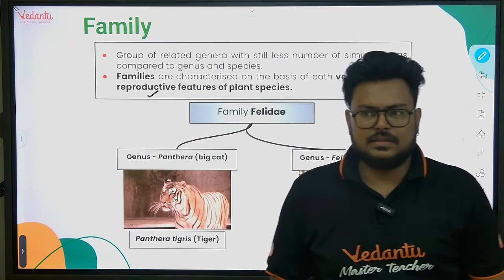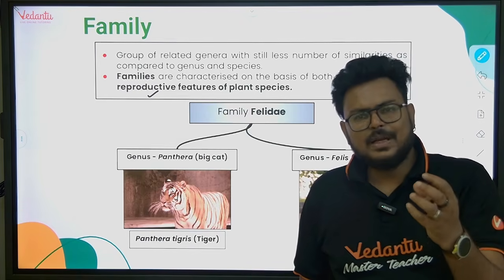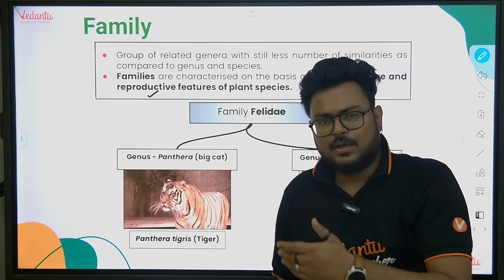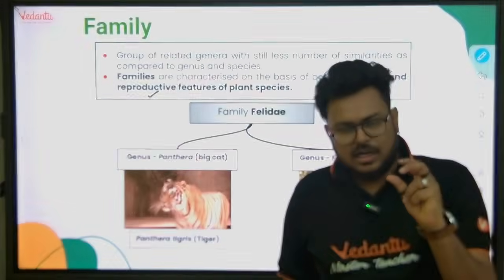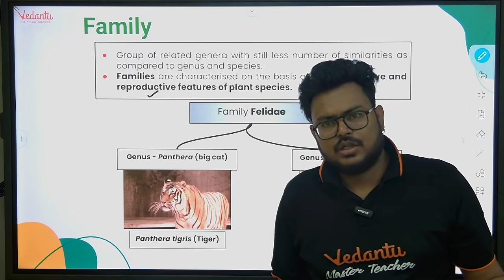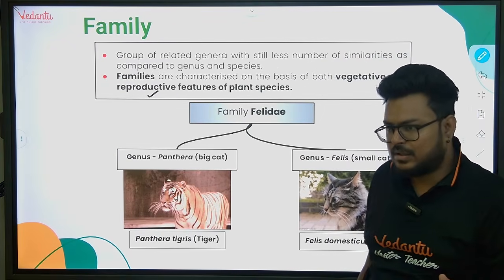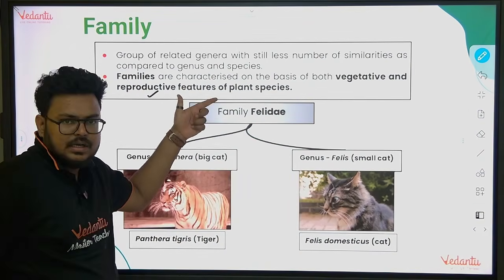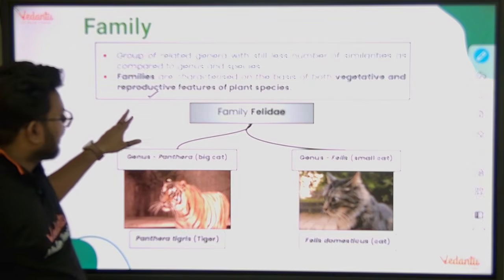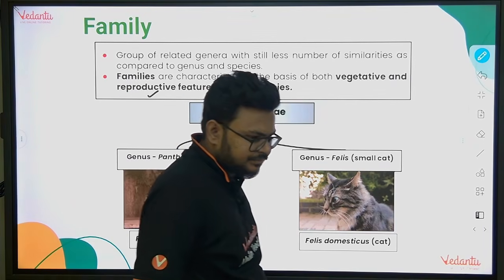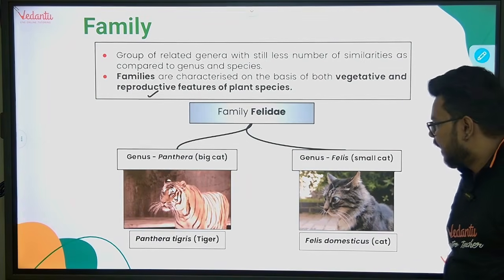Reproductive features means obviously flowers, how many petals are there, ovary superior and inferior, right? And if we talk about vegetative features, obviously how many types of leaves are there, parallel venation or reticulate venation. So vegetative features means we are talking about root, stem and leaves. Reproductive features means we are talking about what? Our flower characters, right? So in case of plant species, when we are talking about categorization, we take both features into consideration, right?